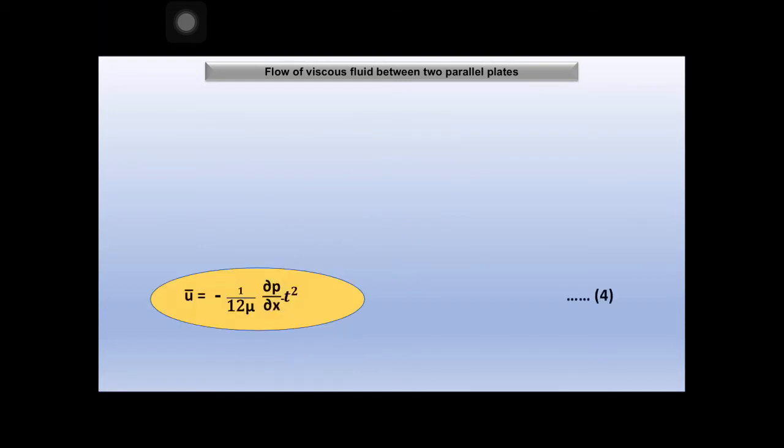When we need to calculate the velocity from the discharge, we need to divide it by the area. This is from the continuity equation. So if we divide the discharge we have derived just now by the area, where area is nothing but T into 1, this T and this T will get cancelled, and the equation for the average velocity between two parallel plates will be equal to minus 1 by 12 mu into delta P by delta X into T square.